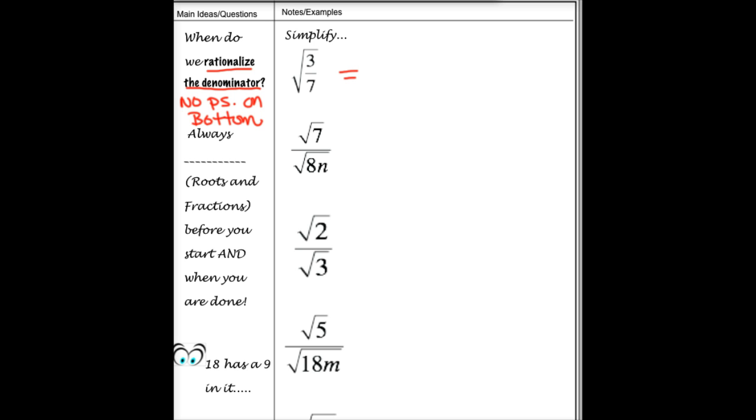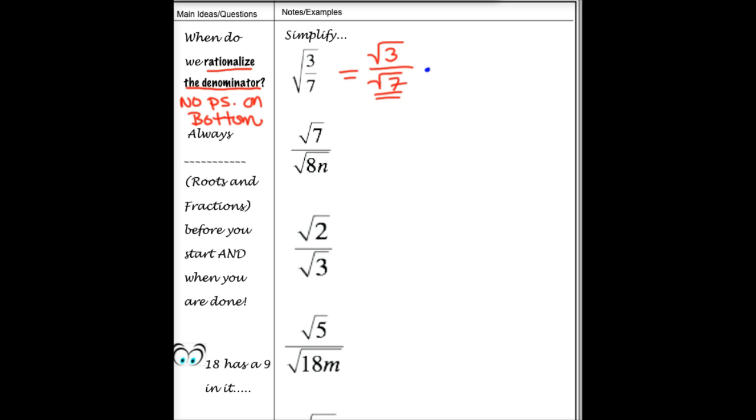But when I'm looking at root 3/7, you might say, that's done. 3/7, it's as good as it gets. There's no perfect squares hiding out in there. It's good. However, historically, it wasn't considered good because they weren't allowed to leave a root on the bottom, because longhand to divide by root 7 is really, really ugly. So what they would do is manipulate it.